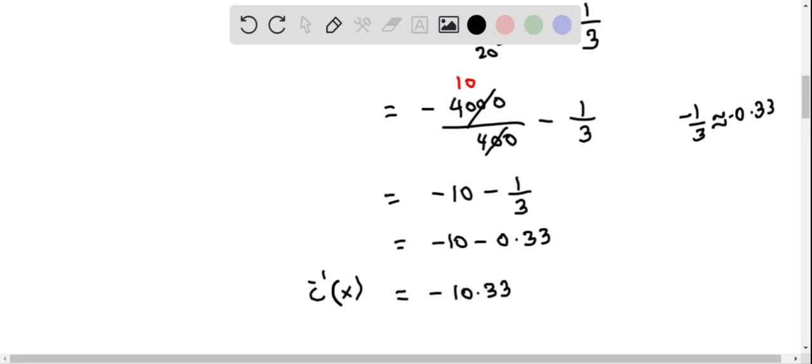Since this is a marginal average cost function, we write it in terms of units. That is, we put this in dollars: negative $10.33. So this is the marginal average cost at x equal to 20. We found that C bar prime of 20 equals negative 10.33.